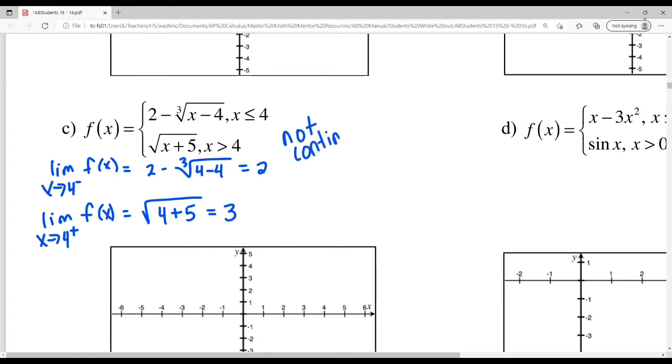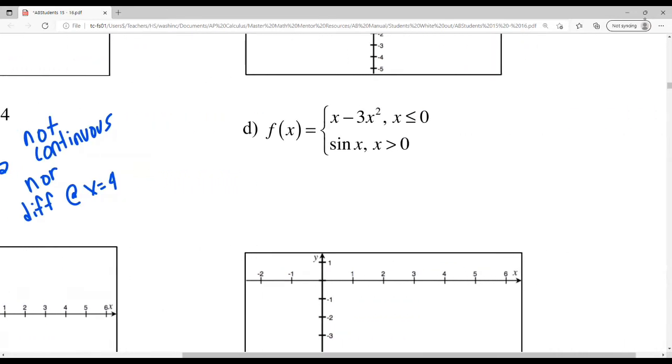And any function that is not continuous also cannot be differentiable. So I don't have to do anything else to check for differentiability because I know it's not continuous. I know it's also not differentiable at x equals 4.